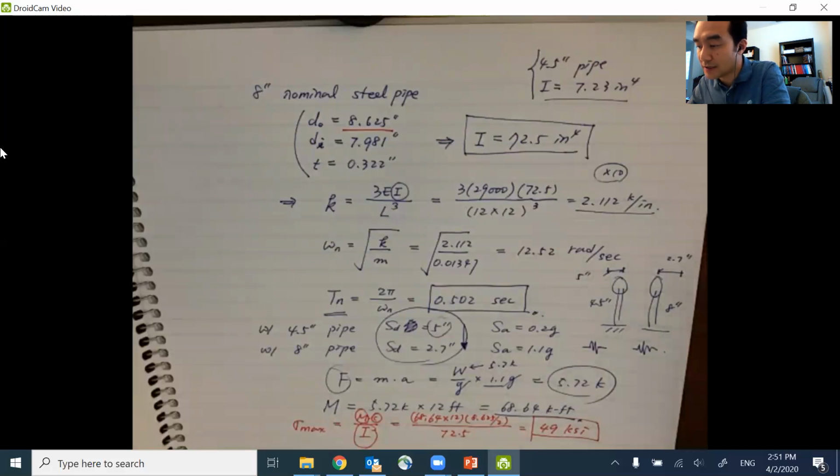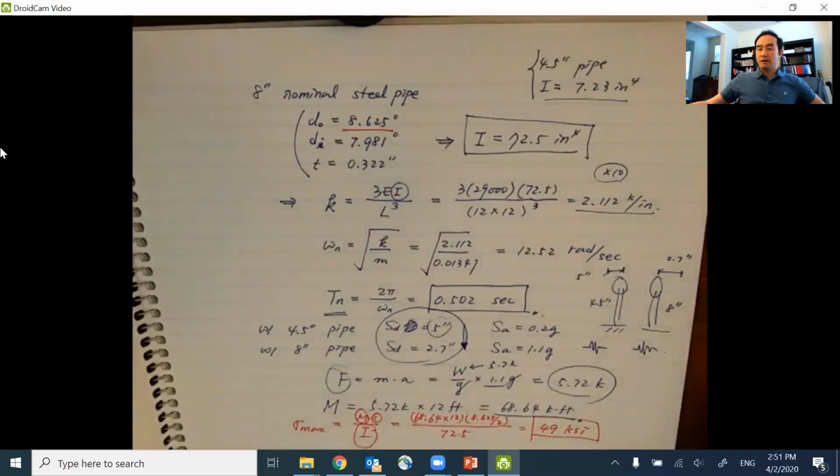In the case of earthquake excitation, the increase in pipe diameter shortened the natural vibration period from 1.59 seconds to 0.5 seconds, which for this response spectrum has the effect of increasing the equivalent static force F, right? Whether the bending stress decreases or increases with increasing pipe diameter depends on the increase in section modulus, I over C, and the increase or decrease in the force F depending on the response spectrum.